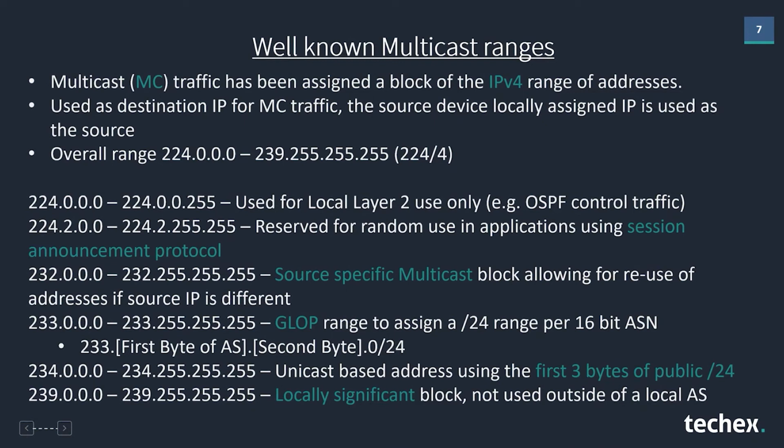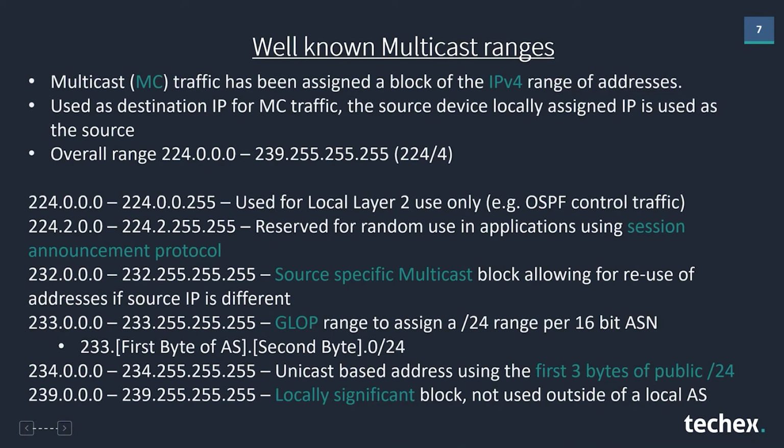You then have a source-specific multicast range specifically for source-specific traffic. The reason why you allow that is because then you can reuse addresses if source IPs are different. So if you have a source IP of 1 and a source IP of 2, those two different ones can use the same exact multicast address and have completely different content, and it will still work perfectly fine.